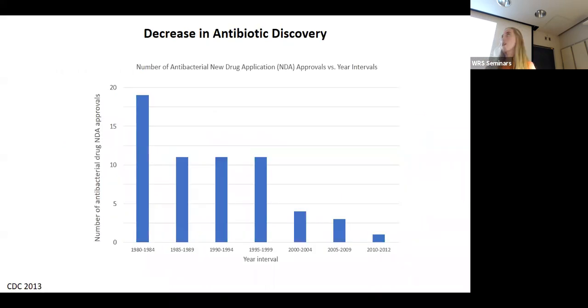Now, compounding that is the fact that there's a decrease in antibiotic discovery throughout time. In the 1980s to 1984, there were about 19 new antibiotic drug approvals, and now in 2010 to 2012, there was only one. So not only are we increasing the amount of resistance we have, but we're having fewer antibiotics discovered that can account for that increase in resistance and the inability to use some of those antibiotics to treat antibiotic-resistant microbes.